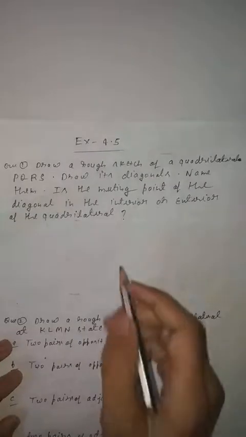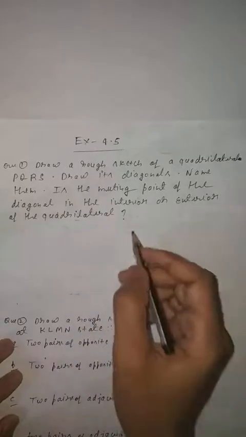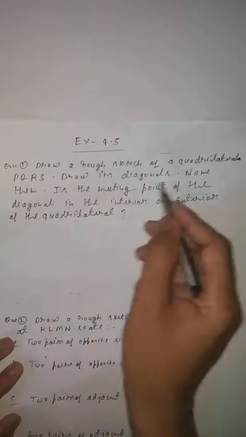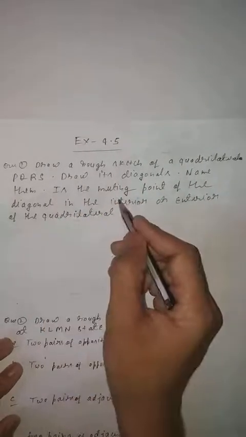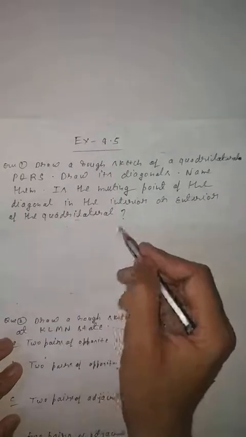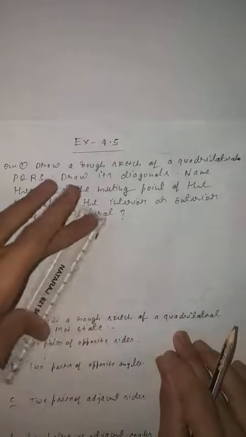Now students, come to exercise 4.5, because 4.3 and 4.4 are very easy. You can solve them. I explain everything. This question is given: draw a rough sketch of quadrilateral PQRS. Draw its diagonals. Name them. Is the meeting point of the diagonals in the interior or exterior of the quadrilateral? So first thing, we will draw a quadrilateral.